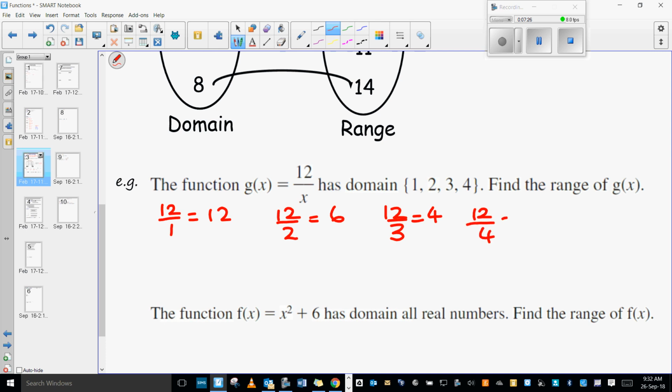So our range is, normally they're written in numerical order.